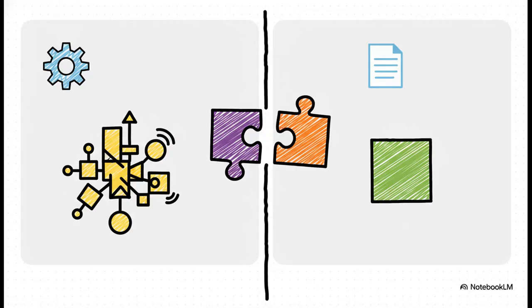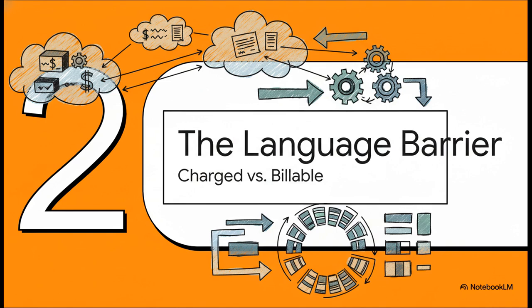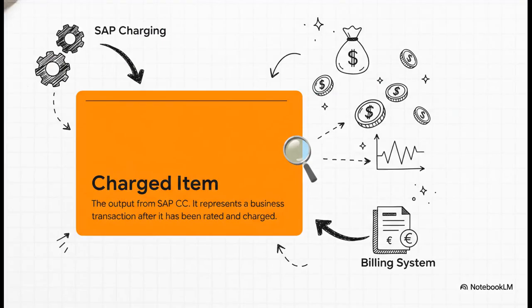Now, here's where it gets really interesting. Even though these two systems are designed to work together perfectly, they have very specific roles. Convergent Charging, on the one hand, rates all these transactions and creates something called a charged item. But Convergent Invoicing, on the other hand, needs a totally different input to do its job. It's waiting for something called a billable item. And guess what? They aren't exactly the same thing. And that brings us right to the core of our problem, what I like to call the language barrier. It's like these two systems are speaking slightly different dialects of the same language, and we need a way to translate between them flawlessly. So let's get our terms straight.